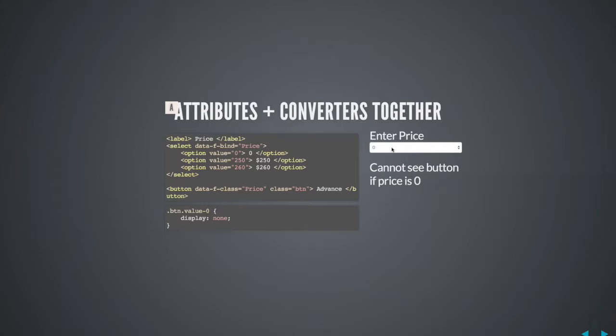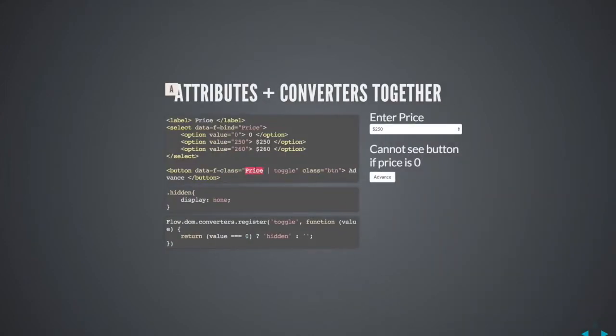But if you want to do more powerful things like saying hide this if the value is less than 0, or hide this if the value is greater than 500, then there's not a lot we can do with it unless you want to define your own classes for every possible number there. But we can use attributes here with converters to make that easier to use.